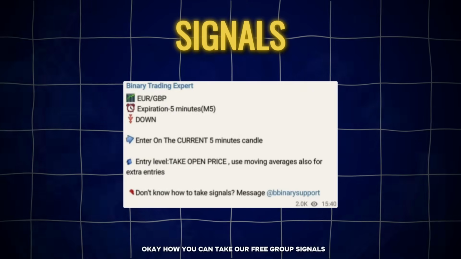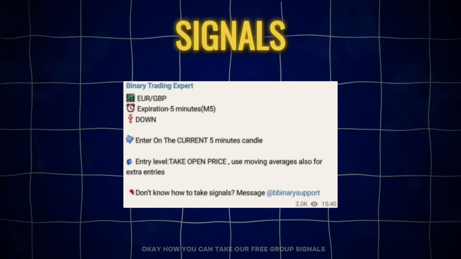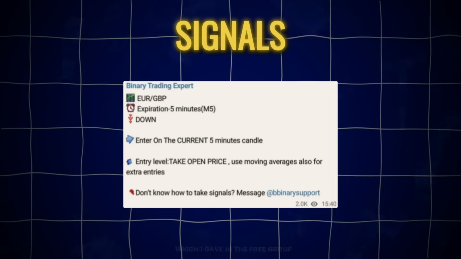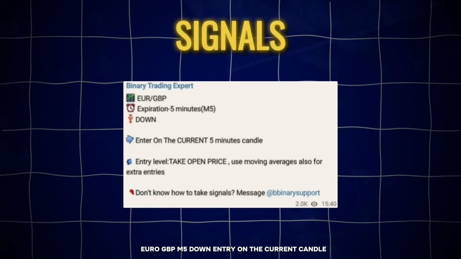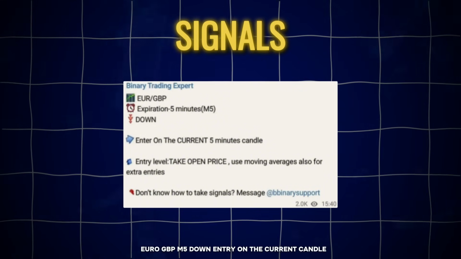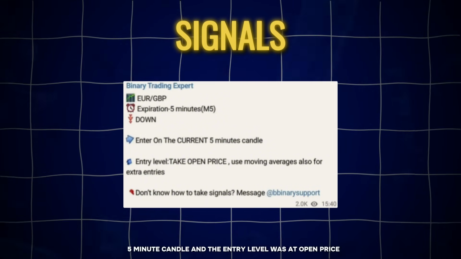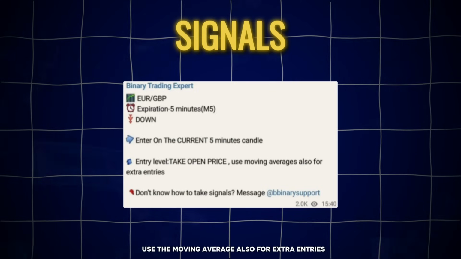Okay, so let's move on to the next step, how you can take our VIP or free group signals. Okay, how you can take our free group signals. Okay, here was my signal from yesterday, which I gave in the free group. Euro, GBP, M5 down. Entry on the current candle, 5-minute candle, and the entry level was at open price. Use the moving average also for extra entries.